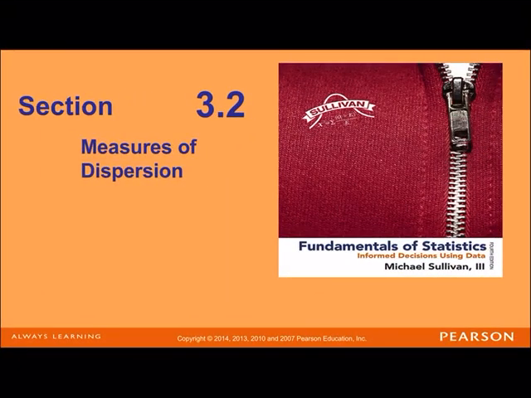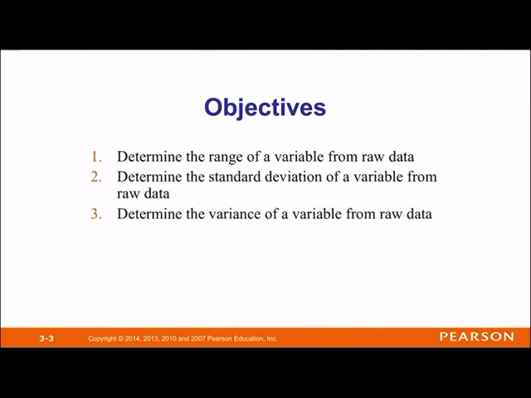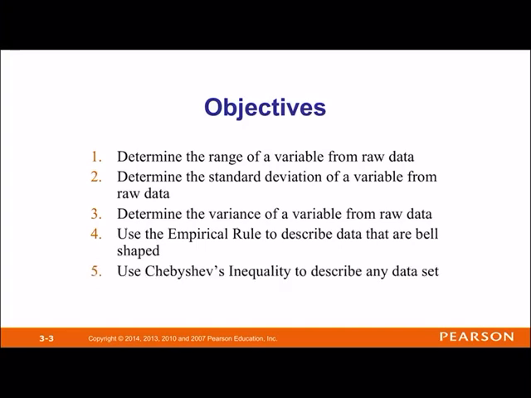Okay, so we are going to start section 3.2 during this video, and 3.2 is about measures of dispersion. Overall for this section, there are going to be 5 different objectives, and it's going to take us a while to get through them. So this video is only going to cover objective 1 and objective 2, and then we're going to do 3, 4, and 5 during class tomorrow.